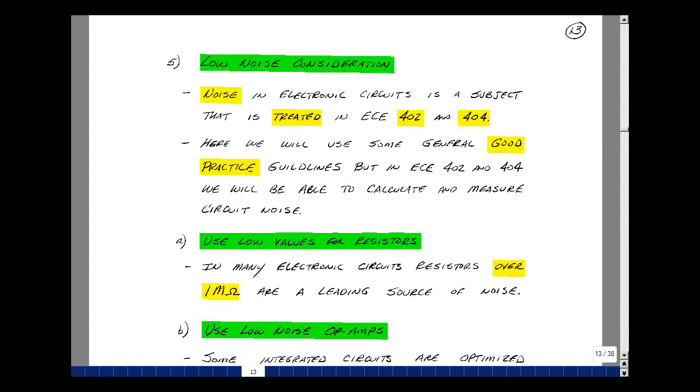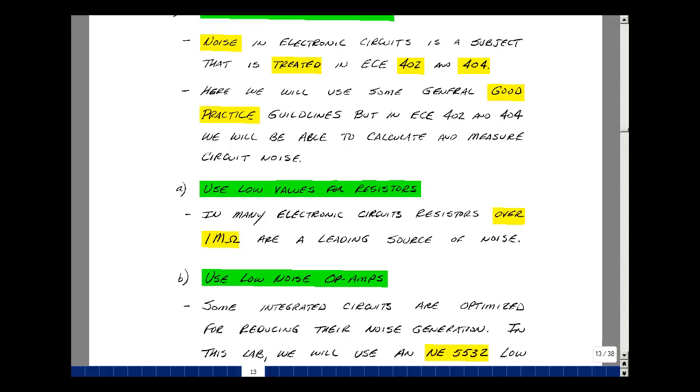Let's next take a look at trying to generate a low noise system. Noise in electronic circuits is a subject that we treat in ECE 402 and 404. It's quite complicated, and it's way beyond what we can cover in ECE 203 and in 202. But what I can do is give you some good practice guidelines so that when you're designing your circuit, we can have an overall low noise system. In ECE 402 and 404, we'll be able to calculate as well as measure circuit noise.